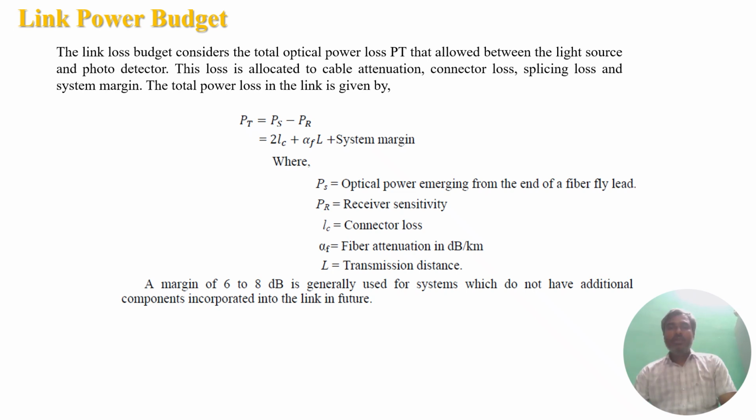PT is the total loss in the system. PS is the optical power emerging from the end of the fly lead, and PR is the receiver sensitivity. Further, this can be written as 2 times LC plus alpha F times L plus system margin, where LC is the connector loss and alpha F equals fiber attenuation in decibels per kilometer, where L is the transmission distance between source and load, and 6 to 8 dB of system margin will be considered in order to compensate for the unaccountable losses in the communication system.